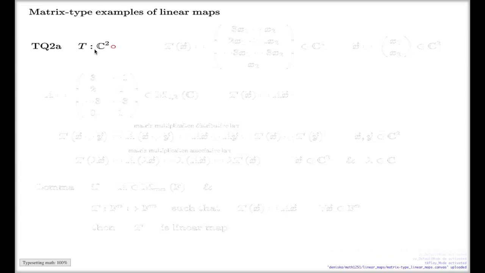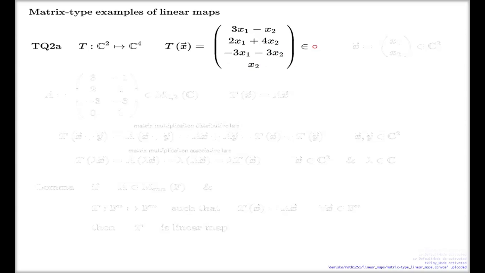So the mapping there is between these two vector spaces, two-dimensional, a couple of complex numbers, to the quadruple of complex numbers, and the mapping is given by this formula. The result of every application of the mapping will be a column of 4 numbers. Here are the numbers: 3x1 take x2, double x1 plus 4x2, negative 3x1 and negative 3x2, and x2, like this. This is an element of my C4, given that my original vector x was an element of C2.